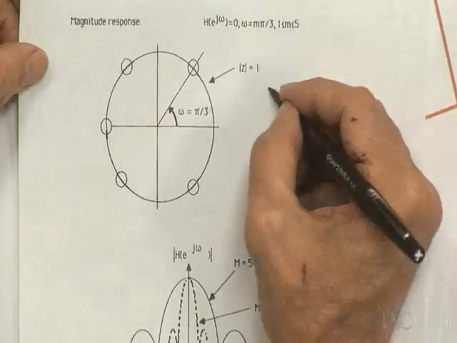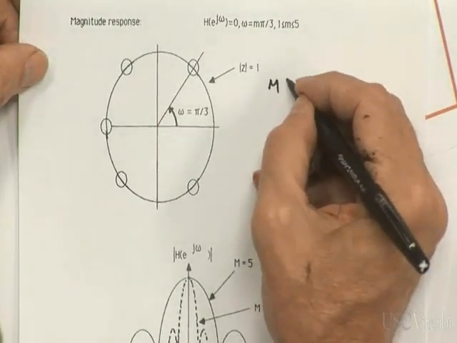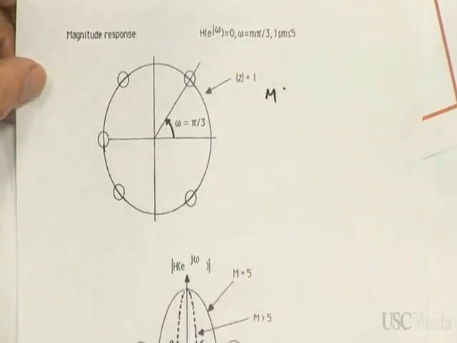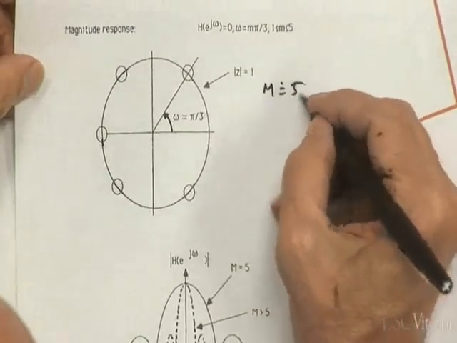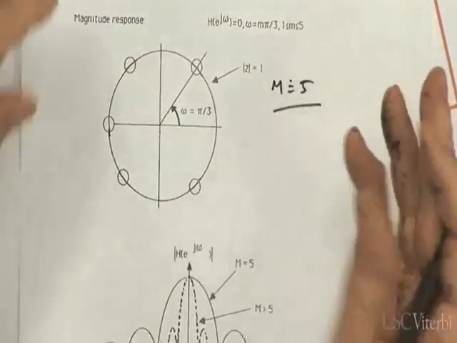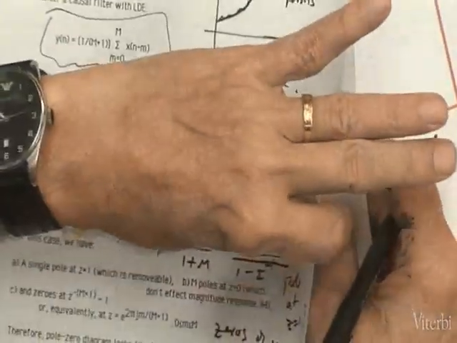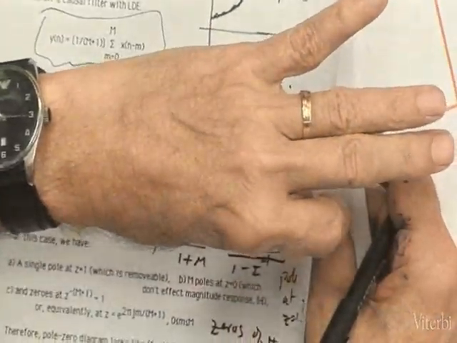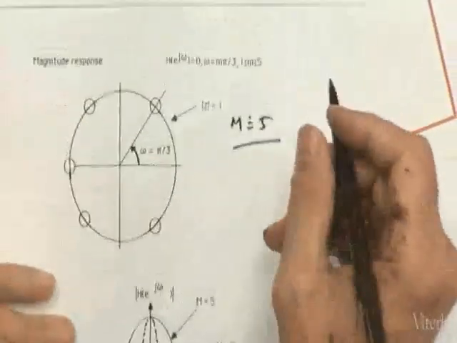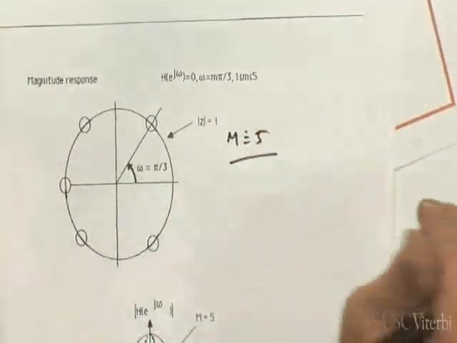What am I letting capital M be? I think I'm letting M equal 5. Is that what I said over here? M equal 5. Yes, indeed. It's on the previous page.